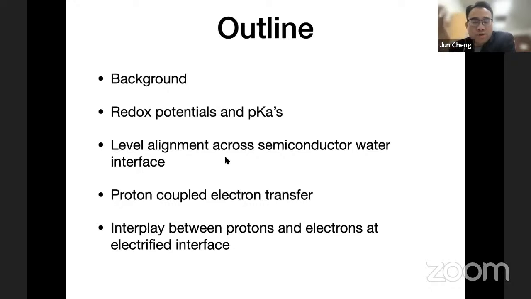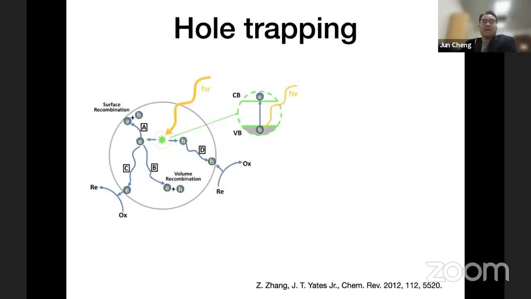The first thing I want to do is the level alignment on the surface. Then I will move a bit quickly to talk about the catalysis, the proton coupled electron transfer, and also the charged electrode interface in the end, rather briefly. In photocatalysis, upon photoexcitation, we know the electron and the hole eventually go to the surface and get trapped there. The hole trapping on the surface can lead to lots of applications, like the photodegradation of pollutants and so on. So there are many reactions driven by the trapped holes.